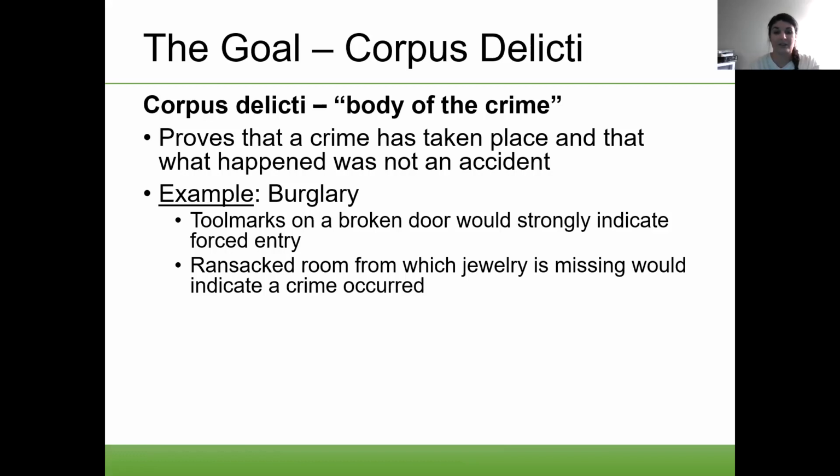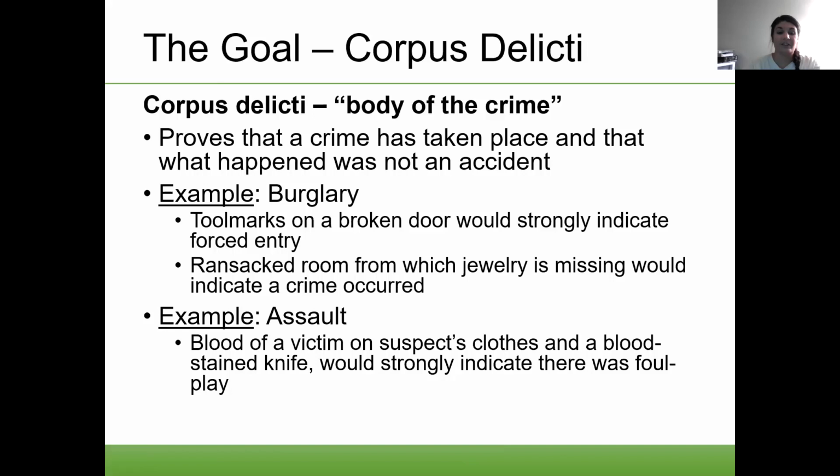So this evidence, physical evidence that you see at the crime scene, would suggest that a crime happened, burglary, and not an accident of, I don't know, ransacking your room to find a ring. And then another example is assault. So if the blood of a victim is on the suspect's clothes or a blood-stained knife is nearby, which is always great to have, it would strongly indicate that there is foul play at the crime scene.